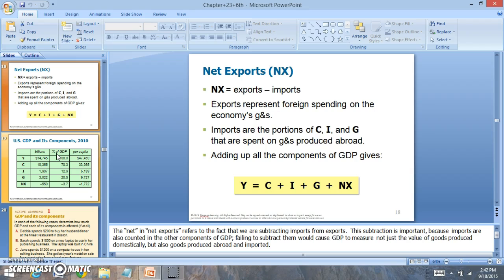The last component is net exports, which is the international sector. Net exports is made up of exports minus imports. And when we look at net exports, we're focusing on the large trade deficit that the U.S. has experienced in the last couple years. This trade deficit has a very big impact on the growth of the U.S. economy.